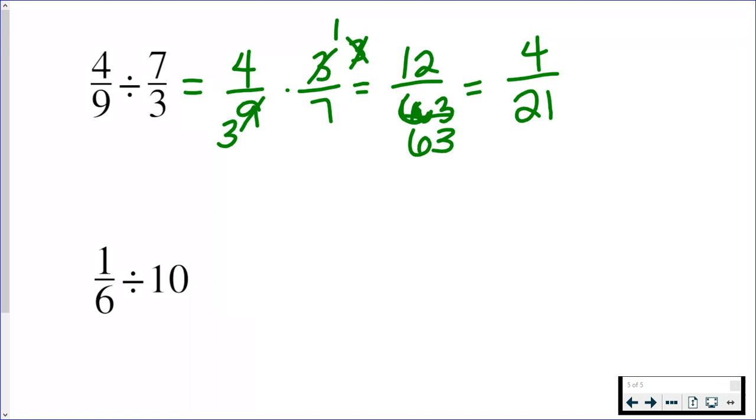So this last one that I'm going to do, even though I have a whole number involved, I'm still going to keep change flip because there's a fraction in there and there's a division sign in there. So anytime you are dividing with at least one fraction, you can keep change flip. Now, even though 10 is not a fraction, I can turn it into one by just putting it over 1. Anything divided by 1 stays the same. 10 divided by 1 is just 10. But I can put it over 1 in order to turn it into a fraction, and now I can keep change flip.